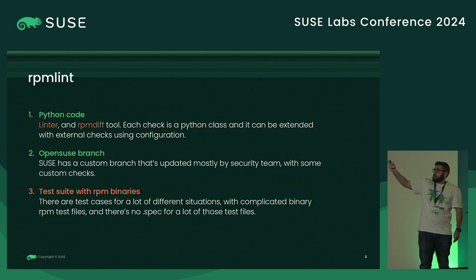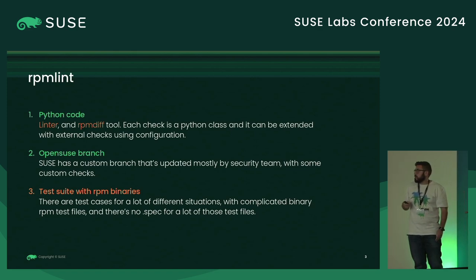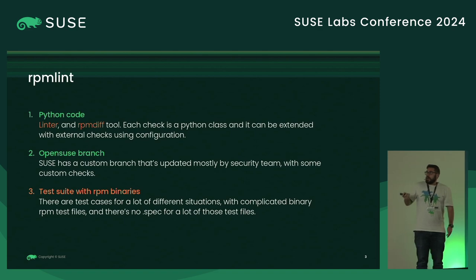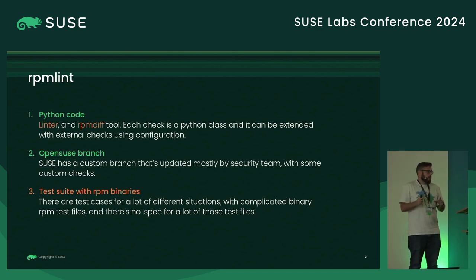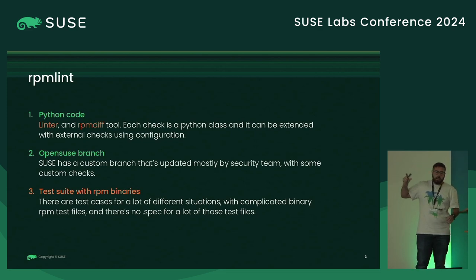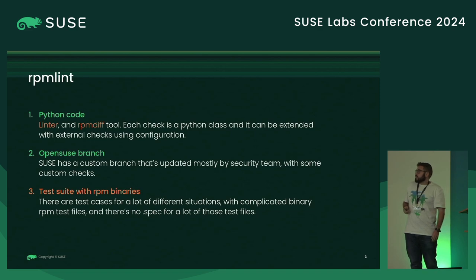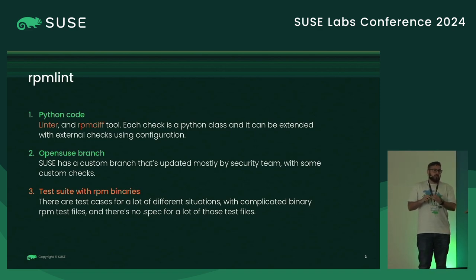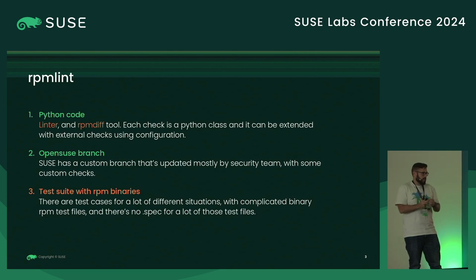It's just a linter. We provide a linter and the rpmdiff tool, which is also part of the project. And each check is a Python class. Not too complicated. It's simple Python code, and it's not a big complex project. The most complex part is the RPM thing that is handled by the RPM library. So the rpmlint tool is not complex code-wise, but the complexity is in what it's doing, the RPM packages that we are checking. Different checks could be more or less complex, depending on what we are doing.